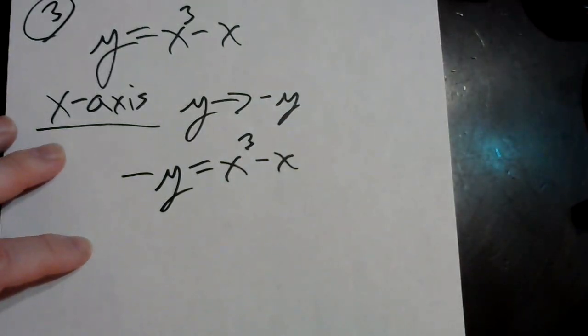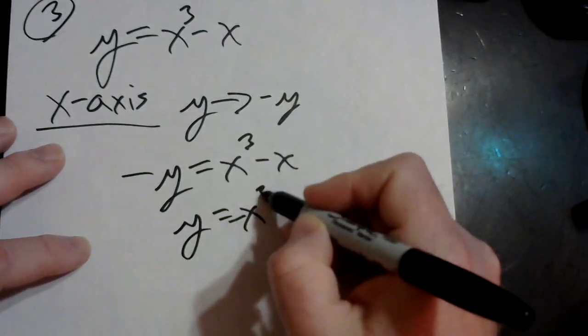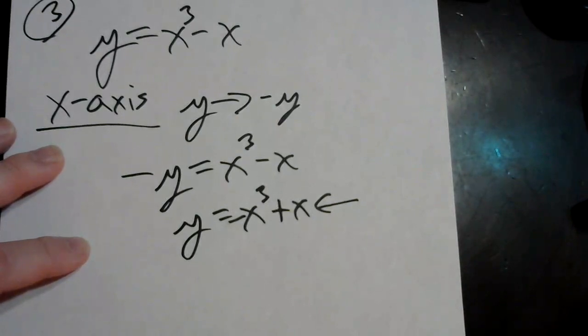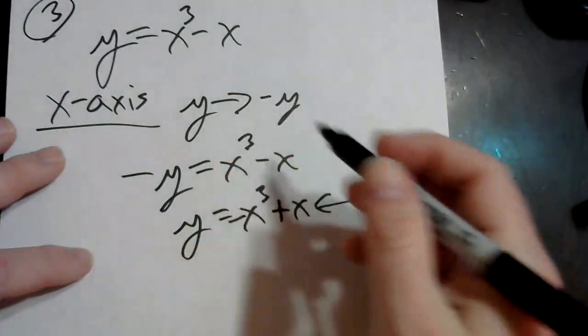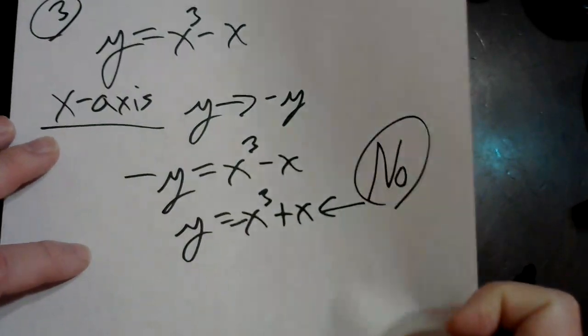All right, so let's replace y with negative y, and try to make it look like the original equation. Well, the only thing I could do is multiply both sides by negative 1. But notice that that's going to change the original function. So there's nothing I can do to make it look like the original equation. So this one does not pass the test for symmetry with respect to the x-axis.